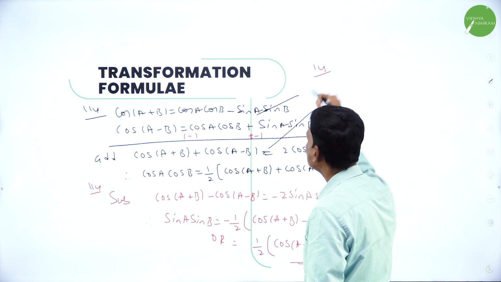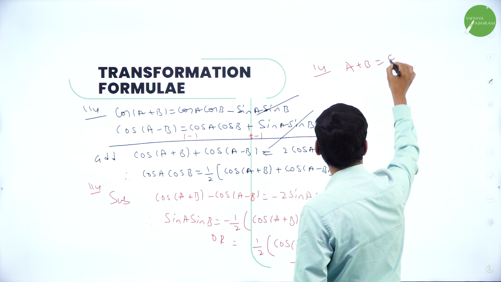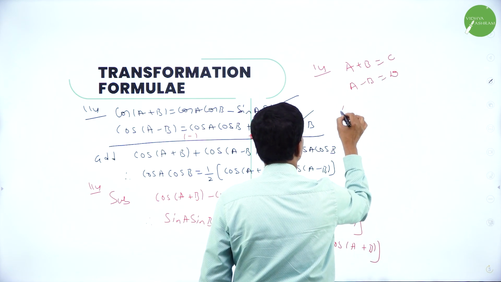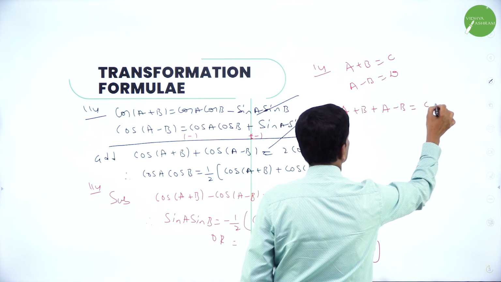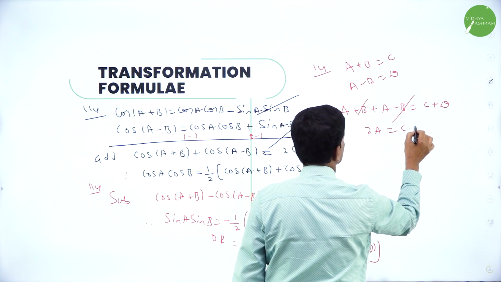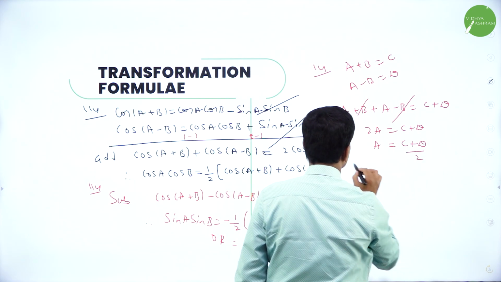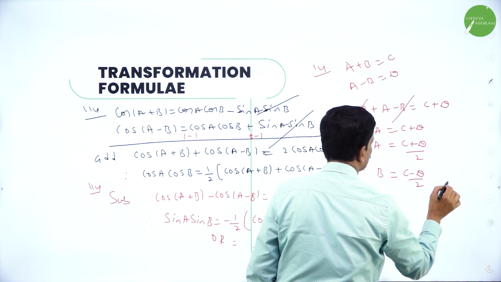Similarly, if A plus B is replaced by C and A minus B by D, then add these. If you add, what will you get? A plus B plus A minus B is equal to C plus D. Minus B plus B gets cancelled. 2A is equal to C plus D. A is equal to (C+D)/2. Similarly, if we subtract, we will get B is equal to (C−D)/2.